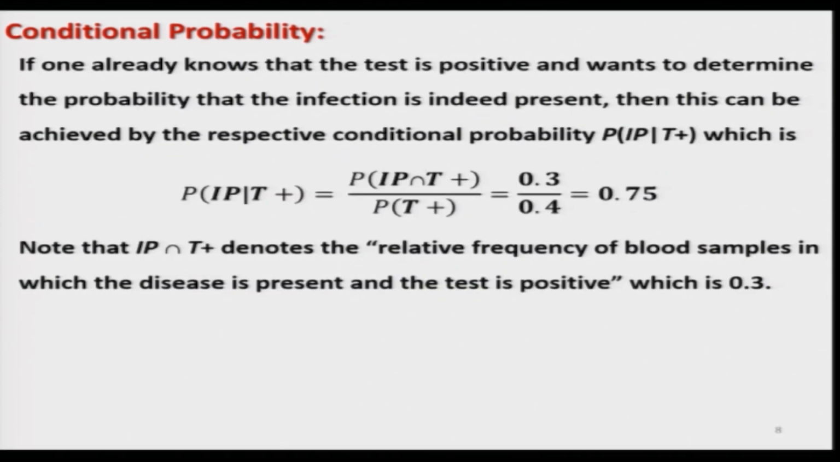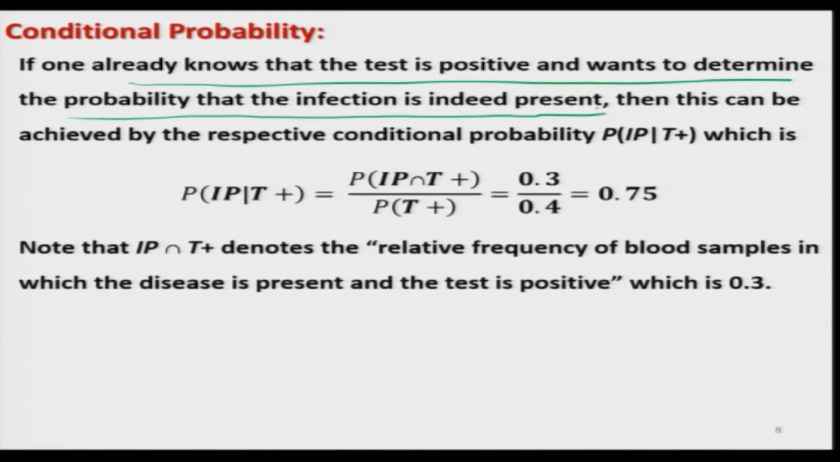Now, based on this, let me try to solve this issue: if one already knows that the test is positive and wants to determine the probability that the infection is indeed present, then how to know this? So, this type of probability can be achieved by the conditional probability concept, and this is indicated by the probability of IP, and this vertical line is called as given. So, this is IP given T plus. IP means the infection is present and T plus is the test is positive. So, this is the symbol of conditional probability of IP given T plus.